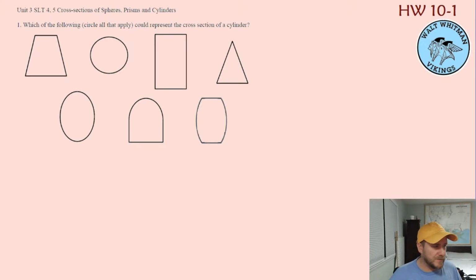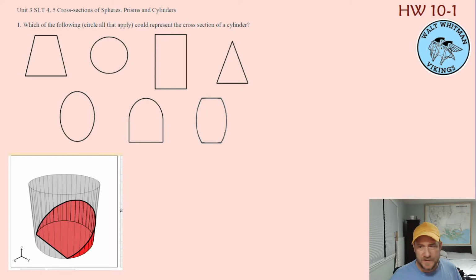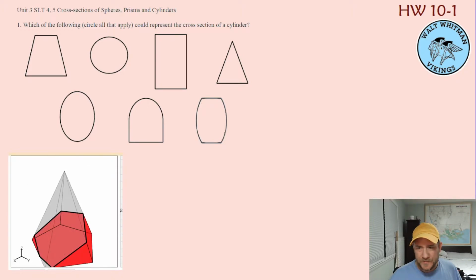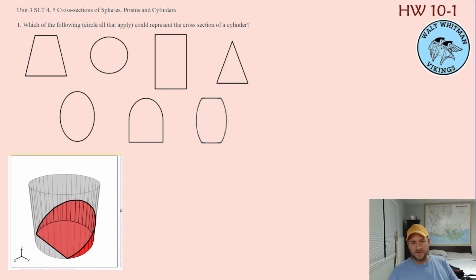So for this, I'll bring up that website again. Here it is. Right now it's showing two cones, which isn't what we want, but I can make it show a cylinder. I can make it show a cone. I can make it show a pyramid or a prism. If we want to explore those shapes, this is a great way to do it.